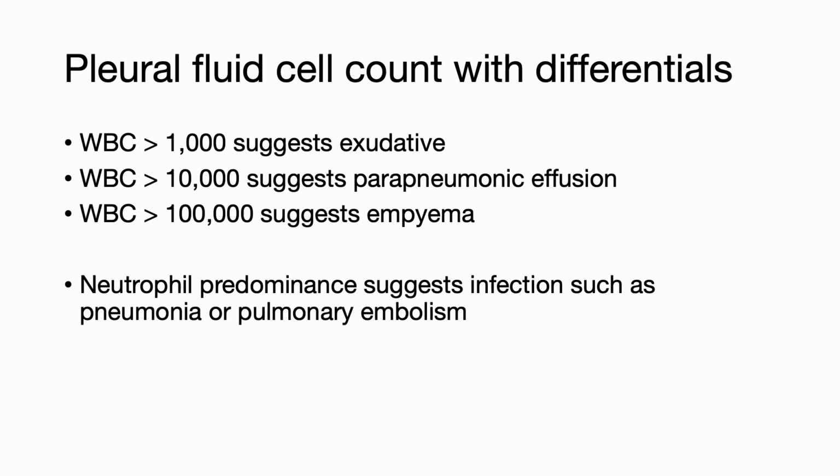This should include total and differential cell counts, Gram stain, and culture to identify any infectious agents. Additionally, cytological examination of the fluid is crucial to assess for the presence of abnormal cells that may indicate underlying conditions such as malignancy. Remember, WBC of more than 1,000 suggests exudative. WBC more than 10,000 suggests parapneumonic effusion, and WBC of more than 100,000 suggests empyema. Neutrophil predominance suggests infection, such as pneumonia or PE.